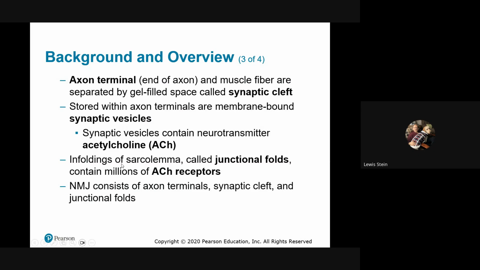And you're going to see as we look at the membrane and the proteins in the membrane, and again, the membrane name is a sarcolemma. They're called junctional folds, and they have an amazingly large amount of these receptors.